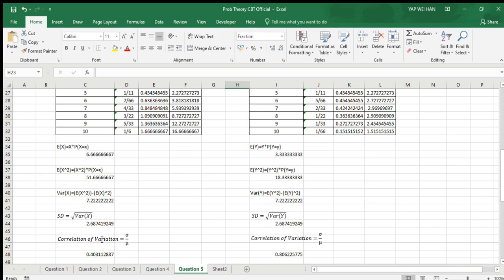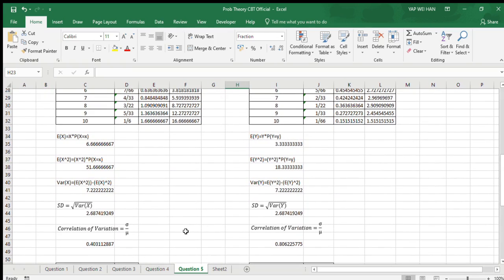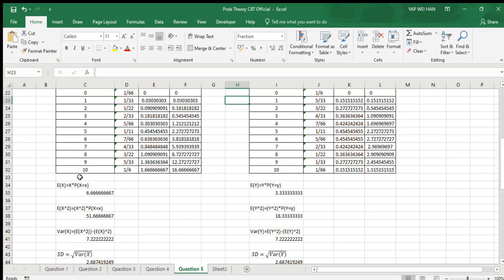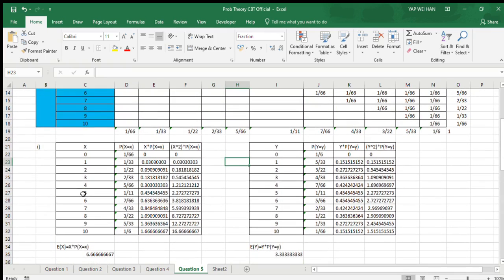Alright, Roman 1, the coefficient of variation, we need to find it. Since the question didn't specify whether they want x or y, why not we do both of it? Let me explain the formula again. The coefficient of variation is sigma over mu. Sigma is the standard deviation, and mu is the expectation. So let's start with the expectation, since we can get sigma from our expectation as well.